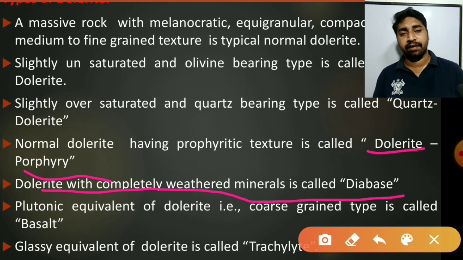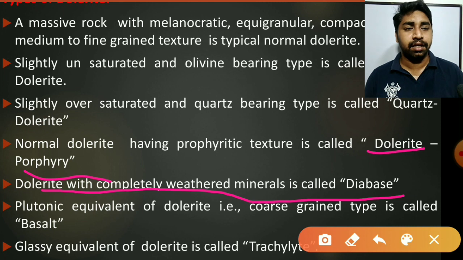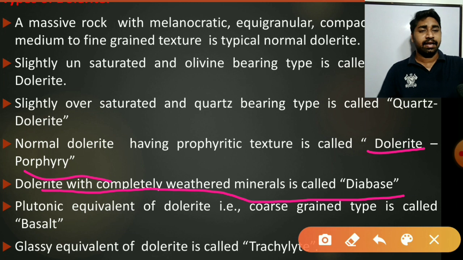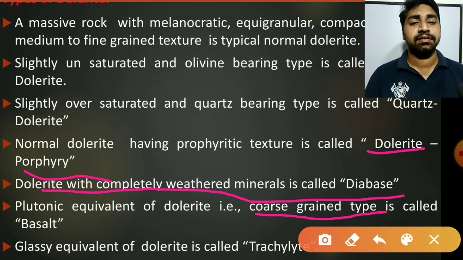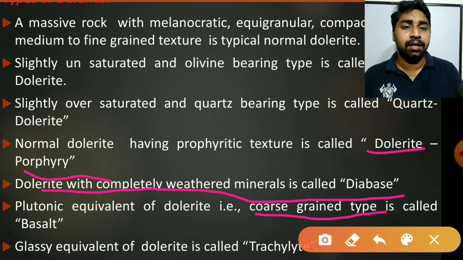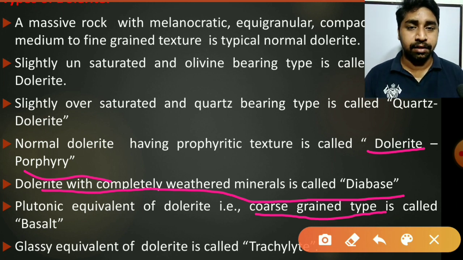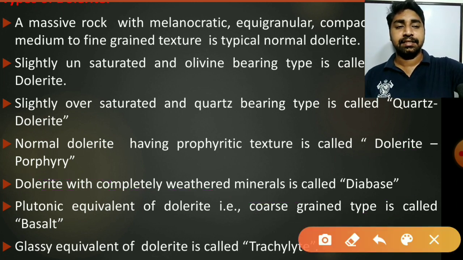Coarse grain means they are available at a greater depth. That is why the coarse grain type is called basalt. Coarse grain texture is available in the rock because of this depth, where slow cooling takes place. That is why it is called a plutonic equivalent. So the plutonic equivalent of dolerite is called basalt.